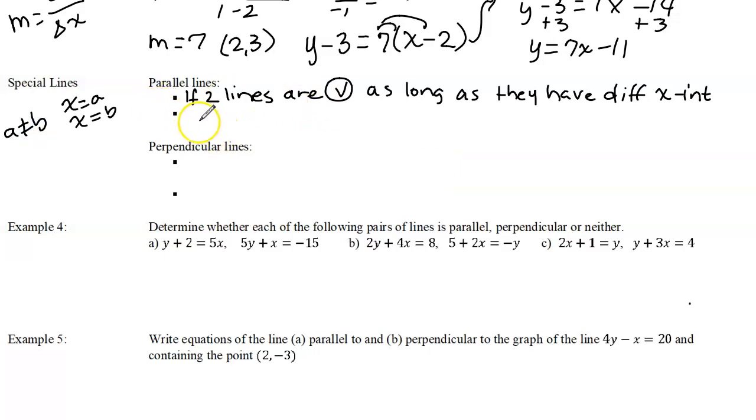The other one here is if you have non-vertical lines. Non-vertical lines will be parallel as long as they have the same slope. So non-vertical lines that have the same slope.